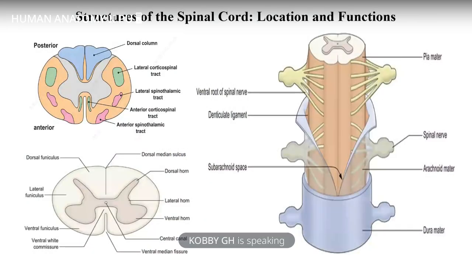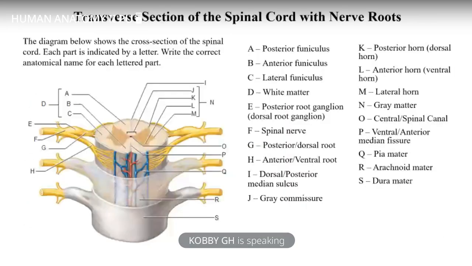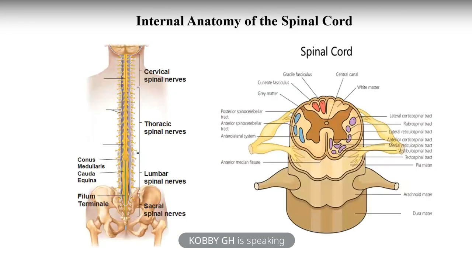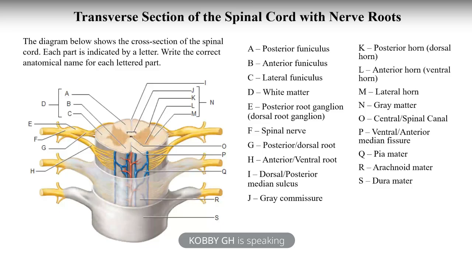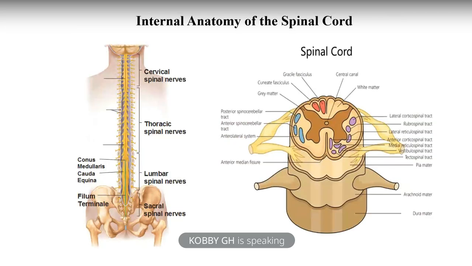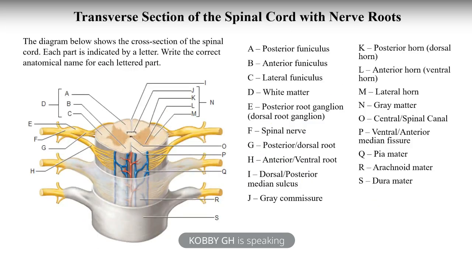So the cross-sectional view of the spinal cord, this is how it looks. You see this diagram over here in the slide. This one can come in exams. We can draw it, or give you the diagram just like you are seeing, and ask you to label it. It's an examinable area that we ask questions on a lot.